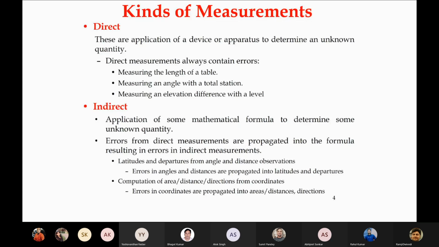Examples are, in your basic surveying, you have heard about latitudes and departures, which result from nothing but mathematical functions of distance, range, and angles, and computation of area, distance, and direction from coordinates, where the errors in coordinates are propagated into the area, distance, and direction. So we all know these two basic quantities: direct measurement and indirect measurement. Now, what is really important here is, when I give you a classroom problem and dictate that the following direct quantities are measured, you should not be confused about what is direct and what is indirect. A direct quantity is one that comes directly out of an instrument. An indirect quantity is one where you have to apply a model. Anyone, if you have any doubt?